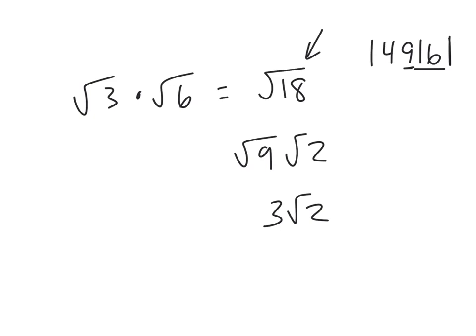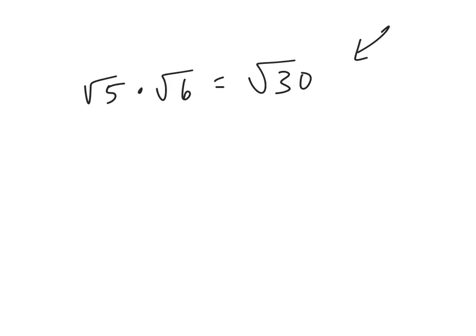Let's leave it at that for today. Let's do one more. We'll do some division tomorrow, maybe. What if I had radical 5 times radical 6? That's going to be radical 30. Is this reducible? I don't think there's a perfect square that goes into 30.